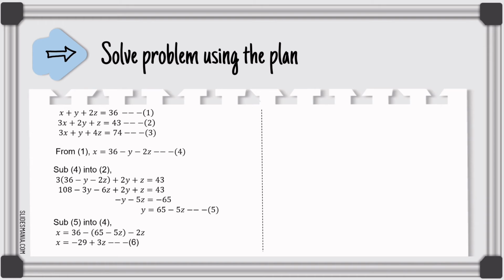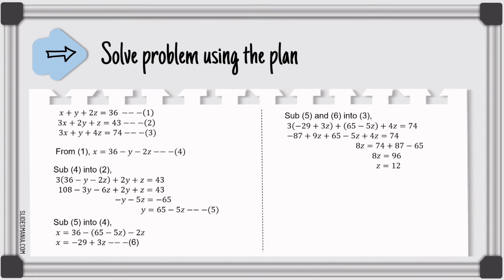Now we have equations for both x and y in terms of z. Substitute both equation 5 and 6 into the equation that we had not used yet, which is equation 3. By doing this, we can get the value of z. Move all the numbers to the right hand side and we will get 8z equals 96. So divide both sides by 8 and we will get z equals 12.